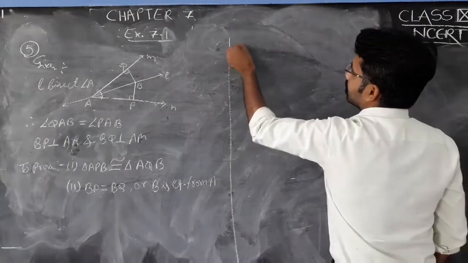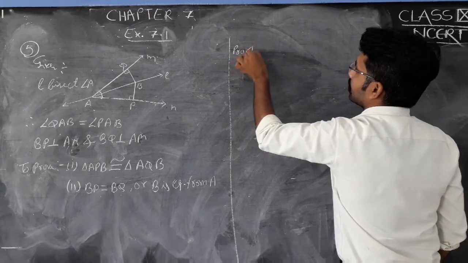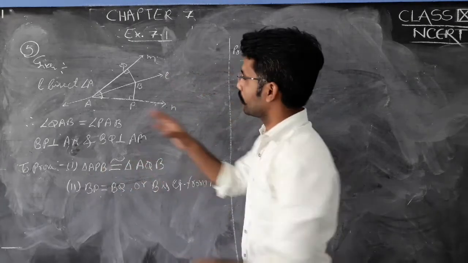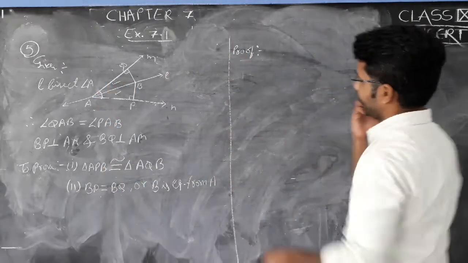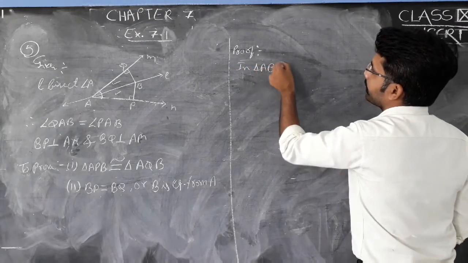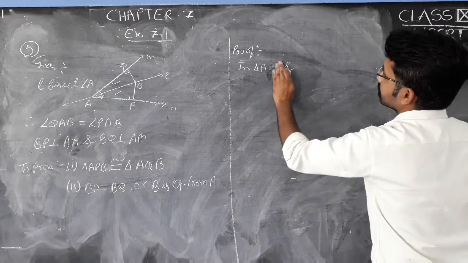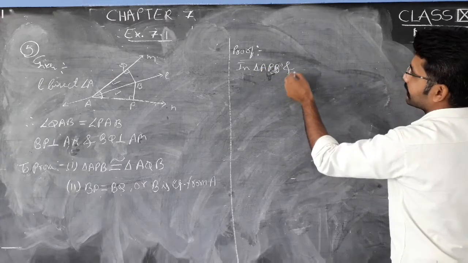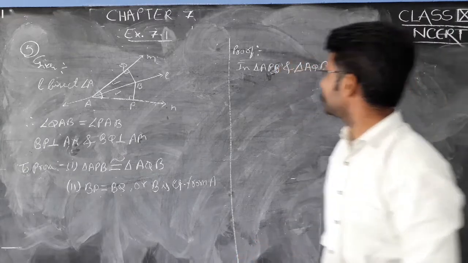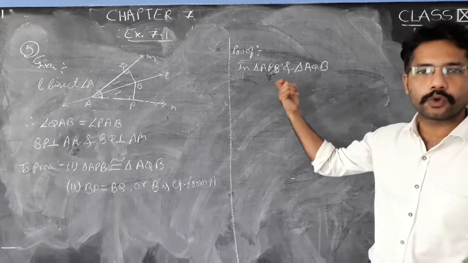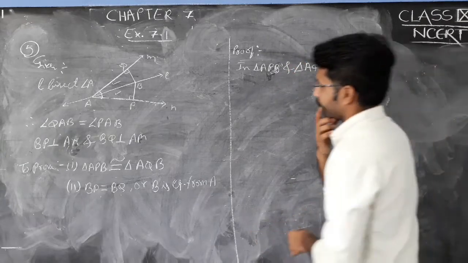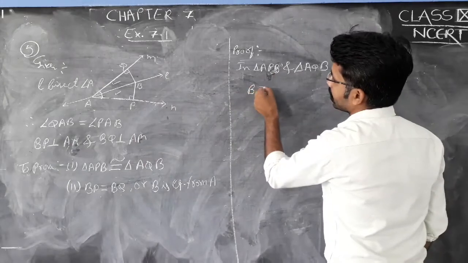So, see, first we have to prove triangle APB and triangle AQB congruent. We have to make these two triangles congruent. Start taking these two triangles. So in triangle ABP, and second triangle I am taking triangle AQB. In these two triangles, we have to show they are congruent, and for proving triangle congruence, any three things should be equal.